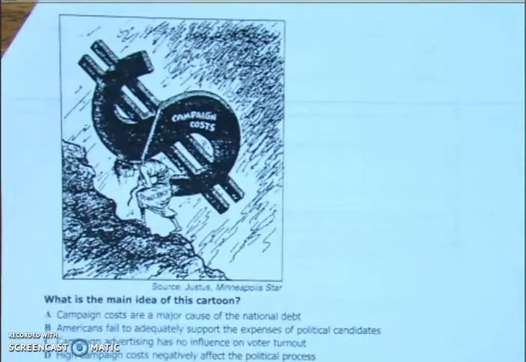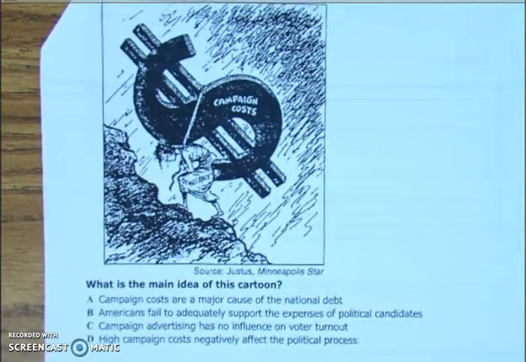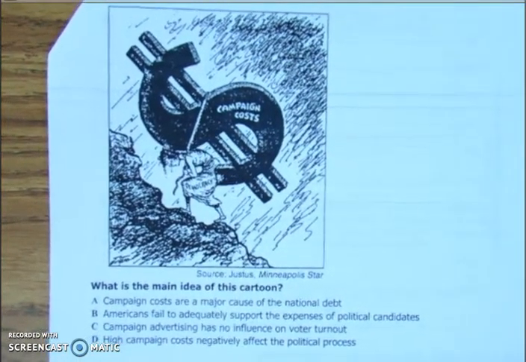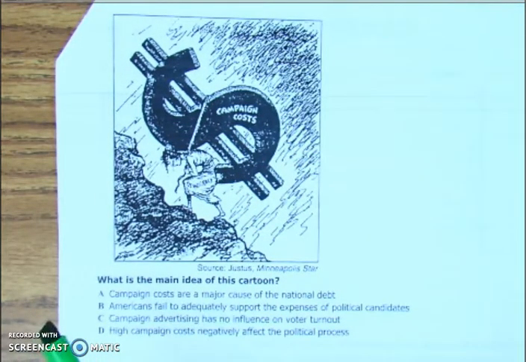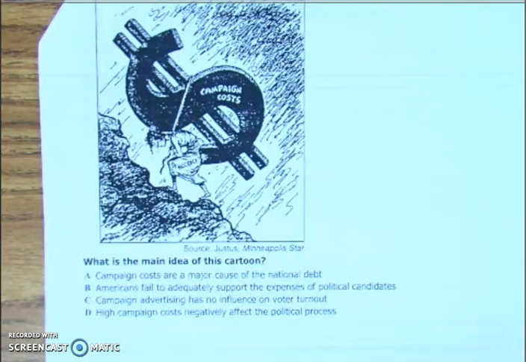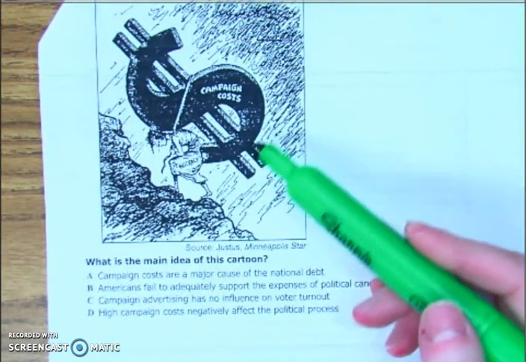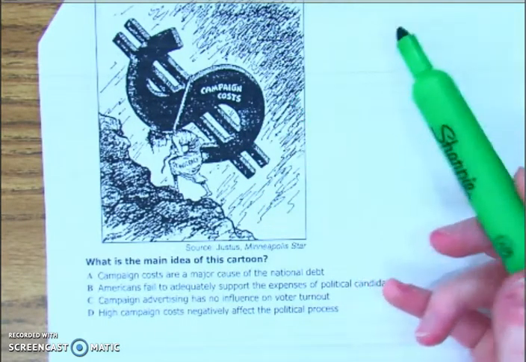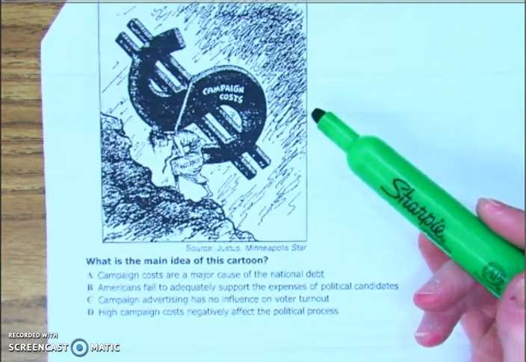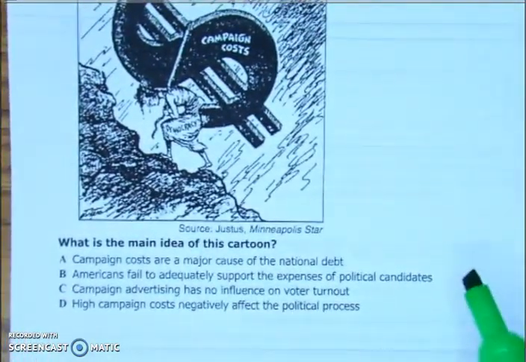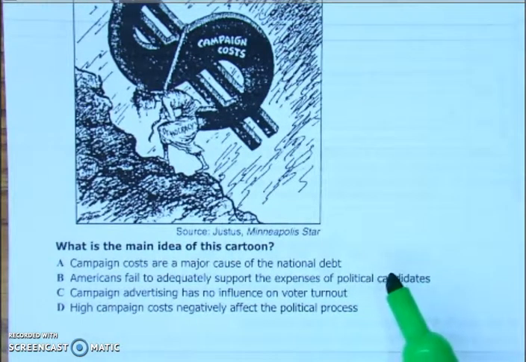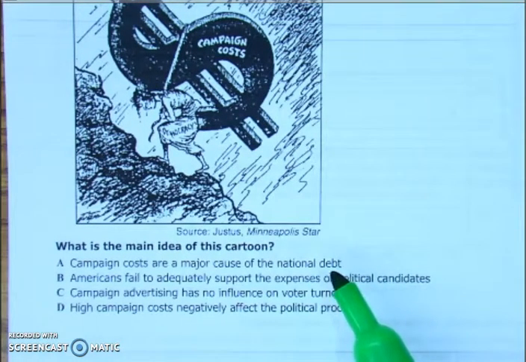Let's look at the next question, which has a political cartoon in it. There's a lady with the word democracy written on her dress, and she's carrying a dollar sign that says campaign costs. What's the main idea of this cartoon? So you need to look for an answer choice that's negative, because it doesn't look like she's having a good time carrying all of the weight of campaign costs. Looking at A, campaign costs are a major cause of the national debt. That's not true, because none of the money that goes to campaigning comes from the government.